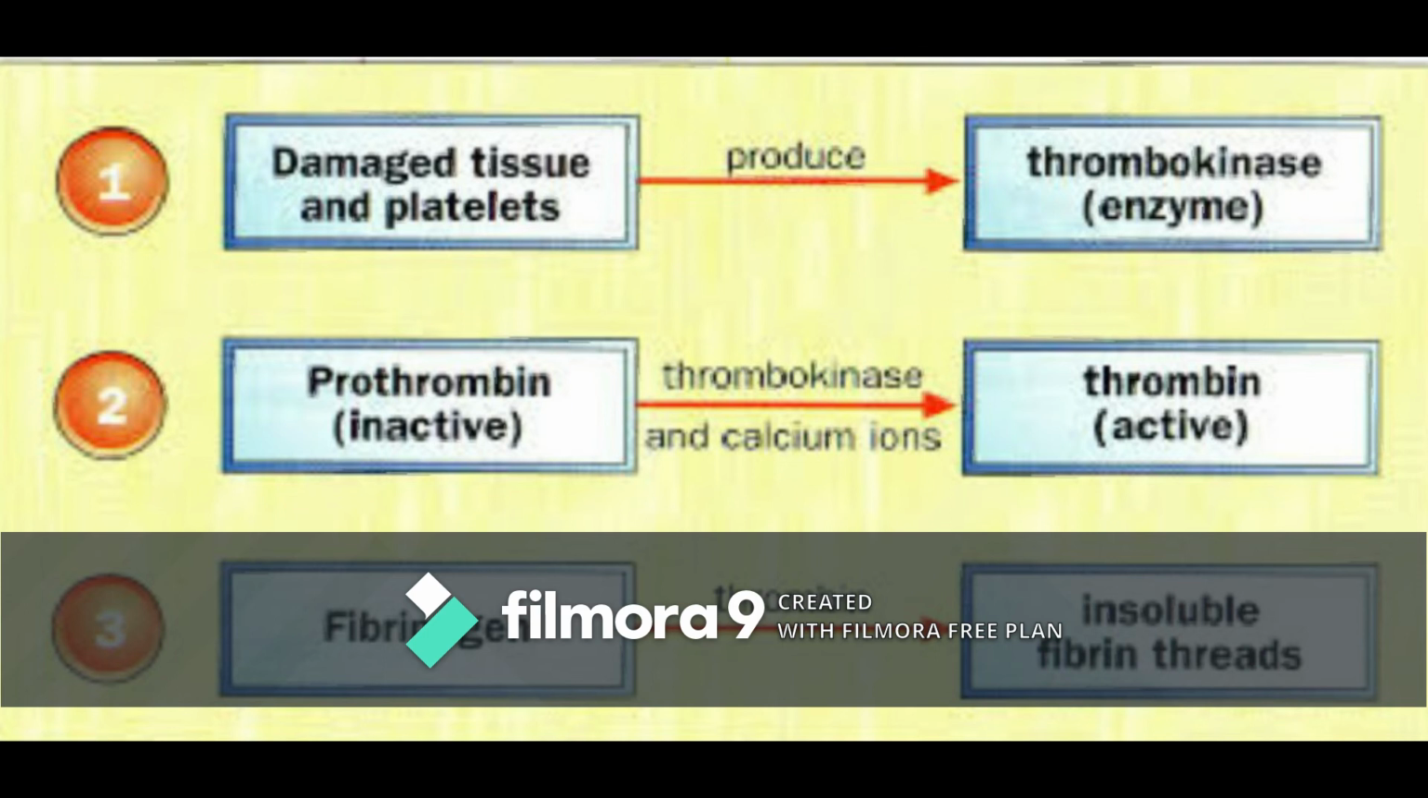Stage 2: formation of thrombin. During this stage, the soluble plasma protein prothrombin is converted into the enzyme thrombin by prothrombinase. Prothrombin synthesis in the liver requires vitamin K, as shown below. Stage 3: the soluble plasma protein fibrinogen is converted to insoluble protein fibrin by thrombin. The fibrin forms the fibrous network of the clot.